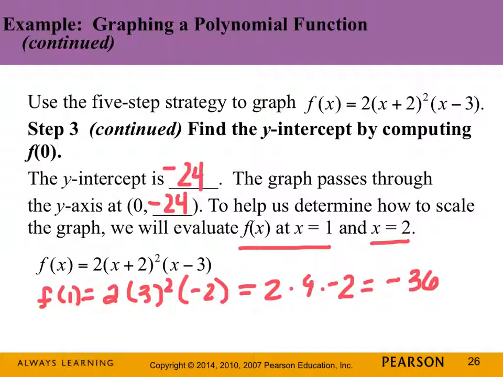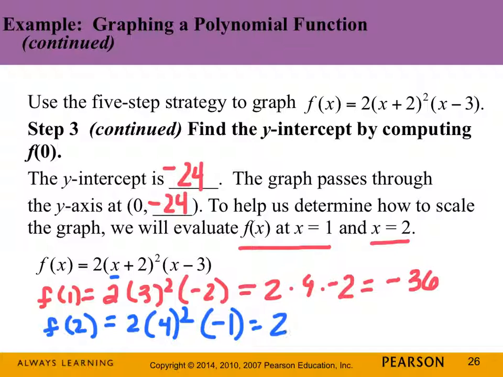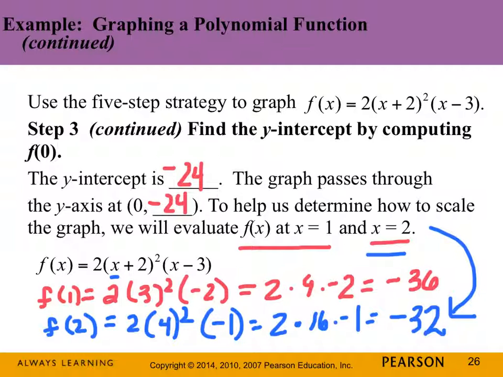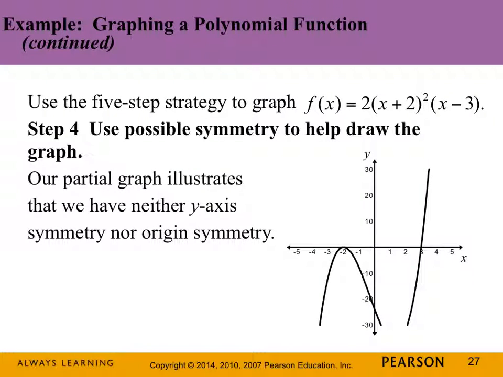Now let's take a look at f of 2. That's going to be 2 times, okay, x is 2, so 2 plus 2, that's 4 squared, times 2 minus 3, which is negative 1. So that's 2 times 16 times negative 1, and that's negative 32. So on our function, when x is 2, y is negative 32. Okay, so we're getting closer to having a complete graph.